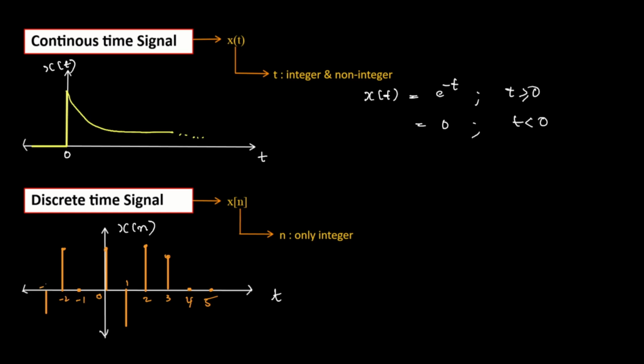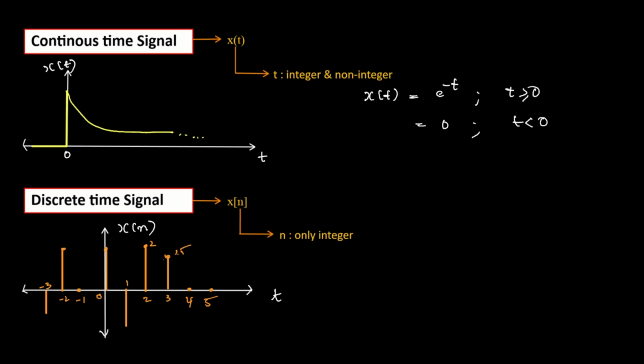-1, -2, and -3. So in discrete time signals, I only have my signal amplitude at discrete times, that is, only for integer values of time. Here you can observe, I am having one here, and this amplitude may be continuous or discrete. That does not depend upon the time. This amplitude can be continuous as well as discrete.